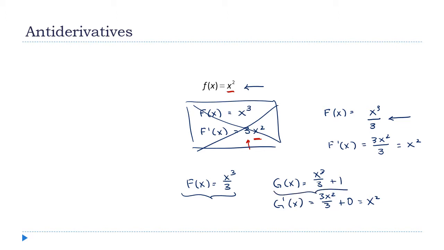And so we have a little bit of a quirk here. Antiderivatives are not unique, because for any function that you come up with, if you add a number onto the end, a constant, the derivative is still the original function.